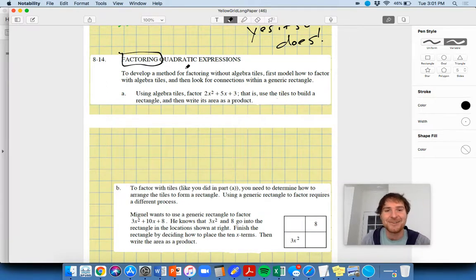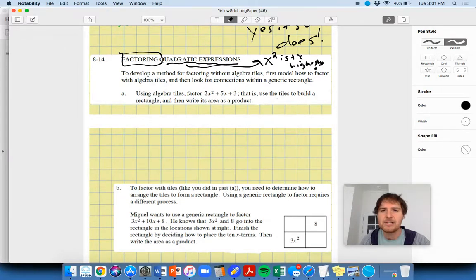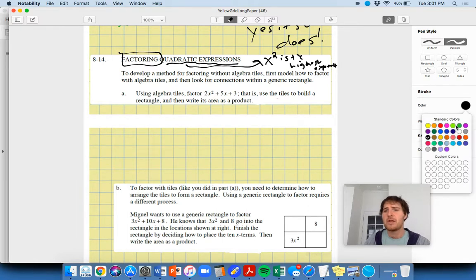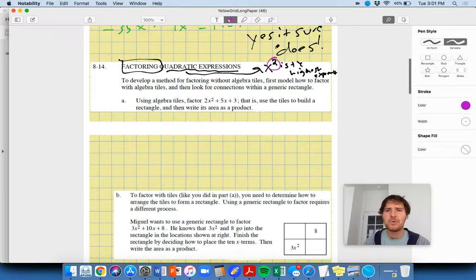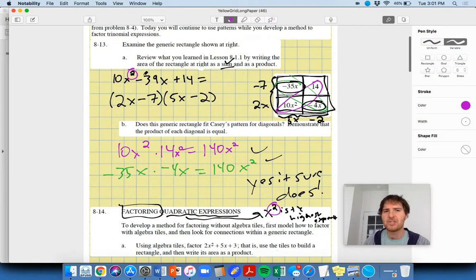We'll be leading into factoring quadratic expressions. Just a reminder of what the word quadratic means. It means x squared is the highest exponent for the variable. So this is a quadratic up top here, because we have x squared in the sum.